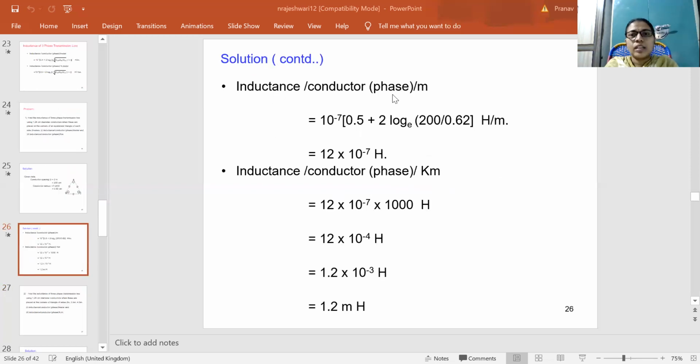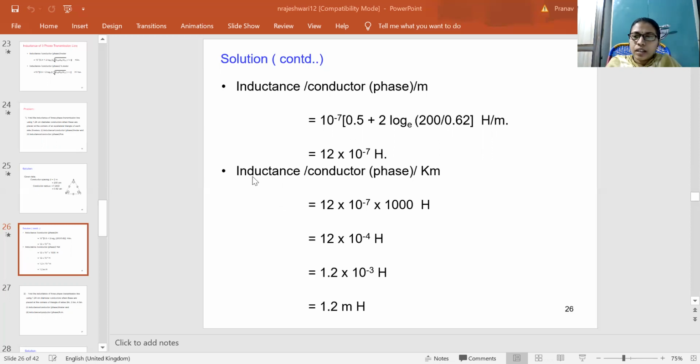So the inductance per conductor per meter will be given by the formula 10^-7 × (0.5 + 2 log(capital D by r)), where capital D is 200 centimeters divided by 0.62 centimeters, in Henry per meter. By simplifying, finally we will get the answer: the inductance per conductor per meter is 12 × 10^-7 Henries.